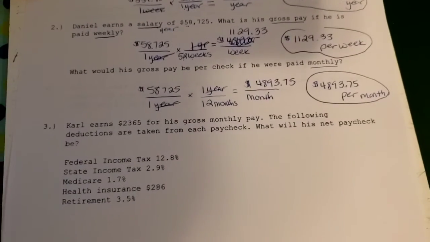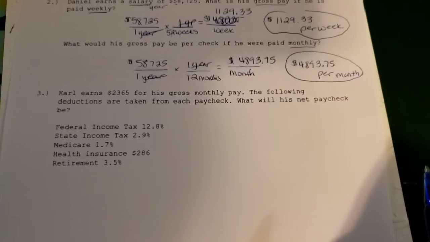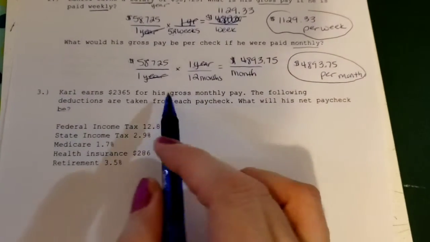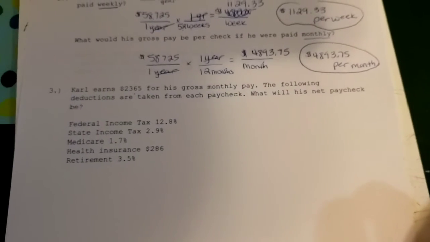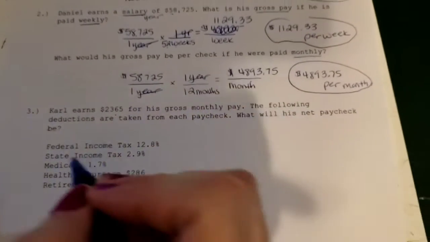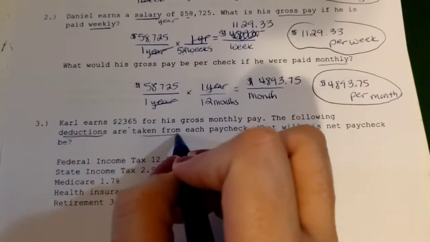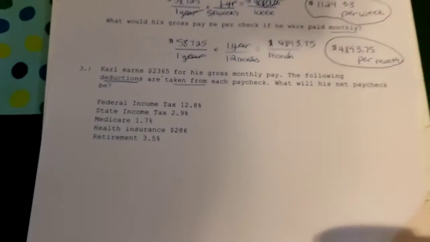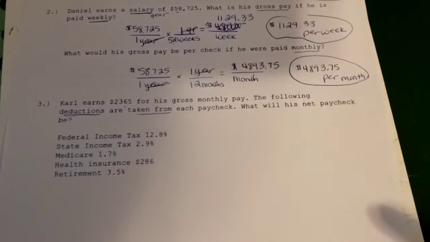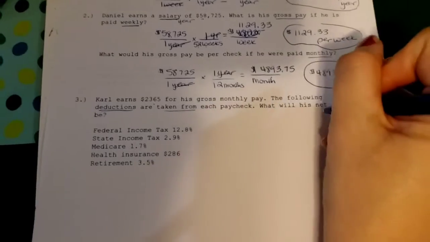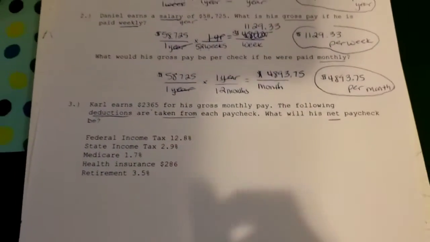All right, last one. Carl earns $23.65 for his gross monthly pay, so that means before taxes are taken out. The following deductions are taken from his paycheck. To deduct something means to take it out. We take things out of paychecks by subtracting them. What will his net paycheck be? Net means after all of the deductions.